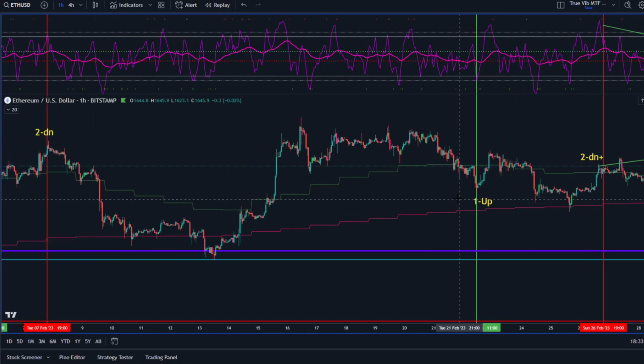Now, where do we see ourselves? So we're in this 2 down. So that means we're in a 1 up, right? So why point this out? Well, we're in a 1 up. On this low time frame, this would have been a 1 hour 1 up within the higher time frame 1 up. And guess what? It didn't go anywhere. Okay.